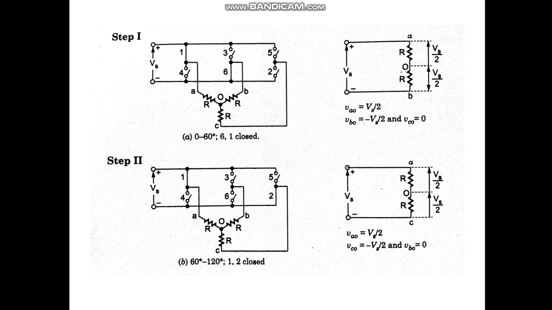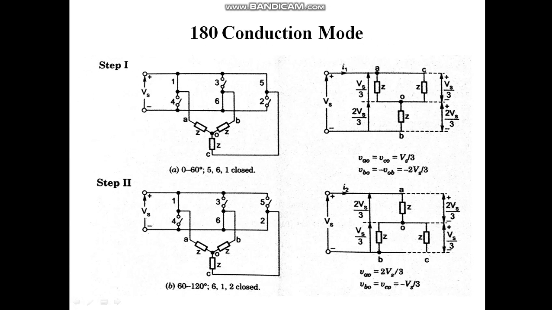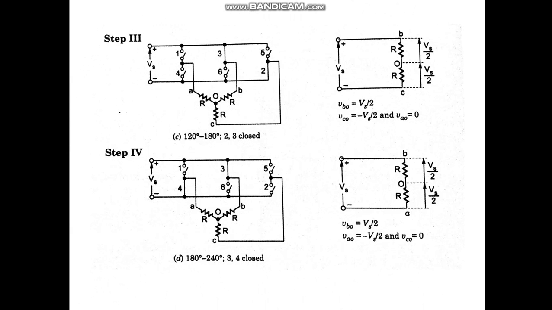Okay, so we have seen 180-degree conduction mode. Now another conduction mode, that is the 120-degree conduction mode. In the diagram it is again the same. There will not be any change. This is the diagram. Now what is 120-degree conduction mode?